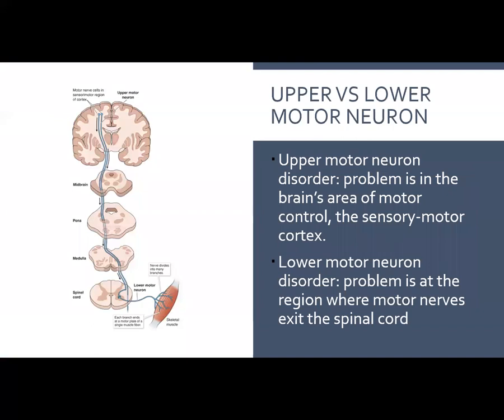The other thing you have is upper versus lower motor neurons. Upper motor neuron disorders are usually problems in the brain's area of motor control, so the sensory motor cortex. So that's when you'll have upper motor neuron problems. A lower motor neuron problem is at the region where the motor nerves exit the spinal cord. So the lower motor problems are more musculoskeletal kinds of issues. So your upper motor neuron disorders are located more in the brain. So it's up here, as opposed to lower motor neuron problems that are in the skeletal muscle.